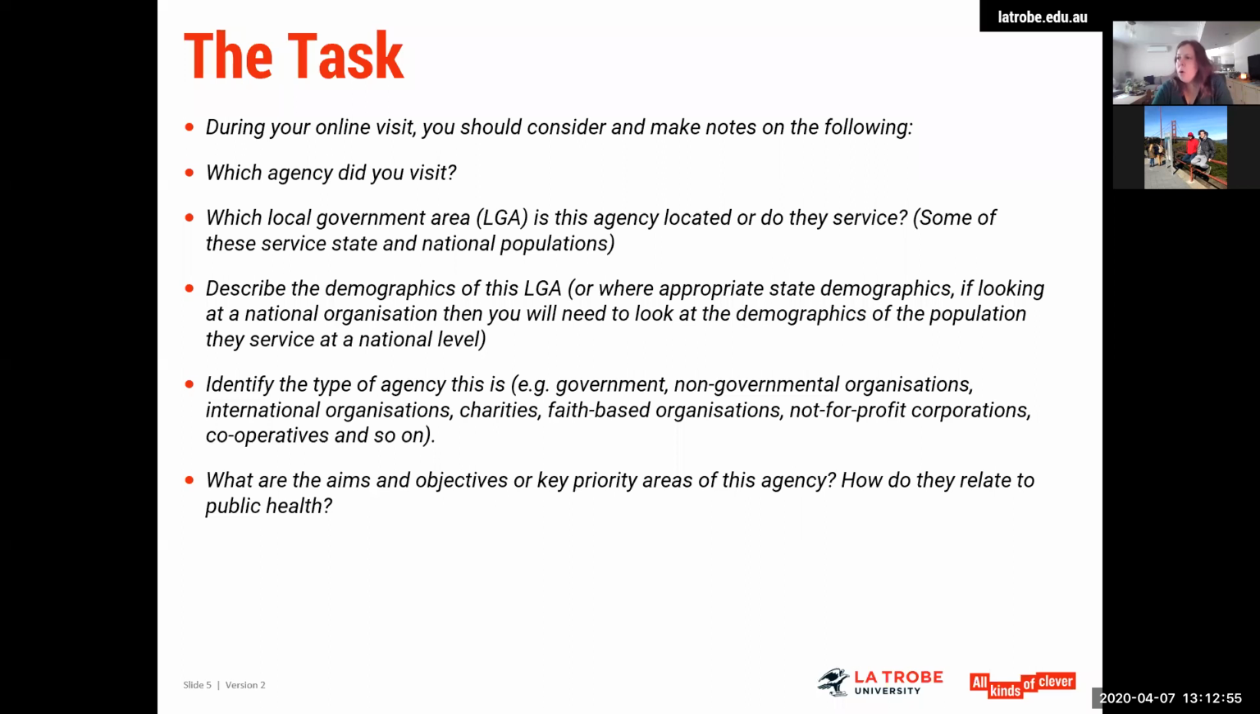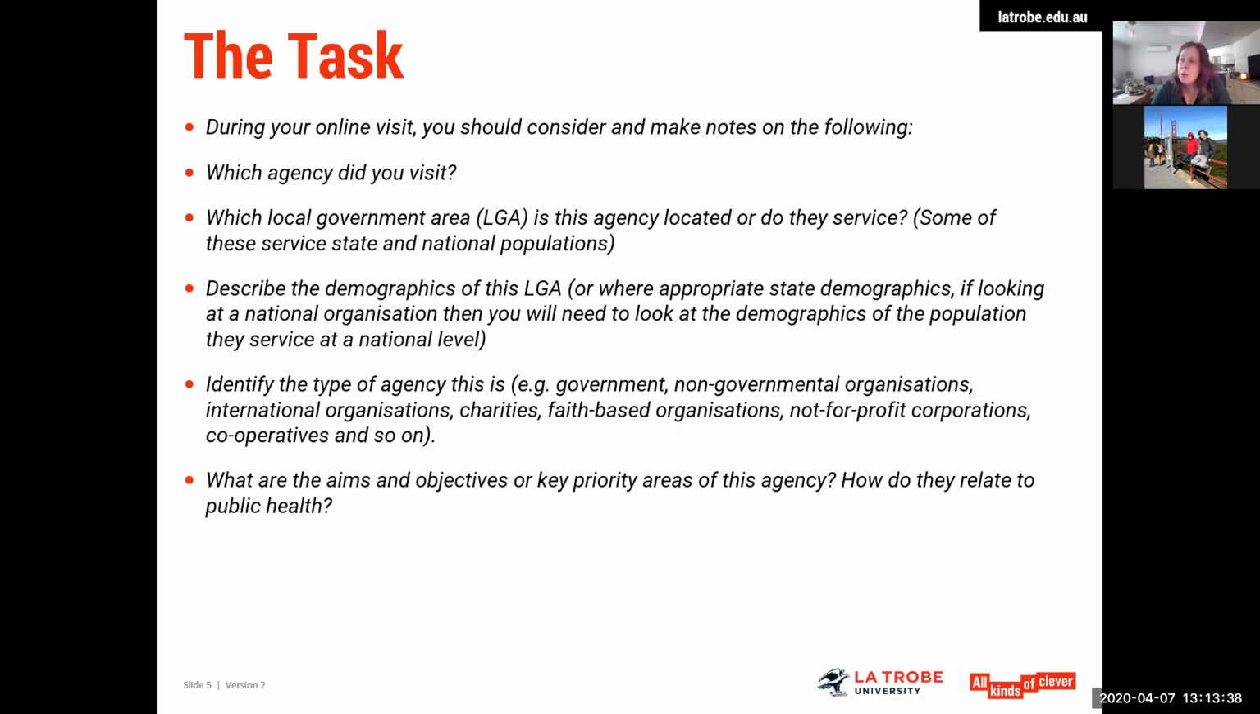So when you're doing your online visit, you should consider and make notes on the following things. So obviously the first one is, what agency did you visit? Pretty obvious one. The other thing to look at is which local government area is the agency located in, or do they service? And as I said, some of these are state and servicing the entire state of Victoria, and others are looking at more national population, so the whole of Australia. So you won't have a local government area for those, but what you would talk about are the demographics of the population that they're serving, which is that next dot point.